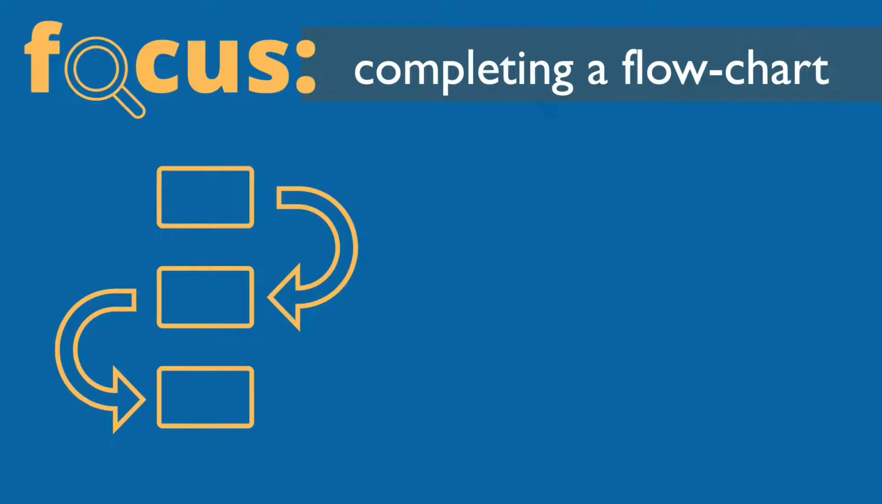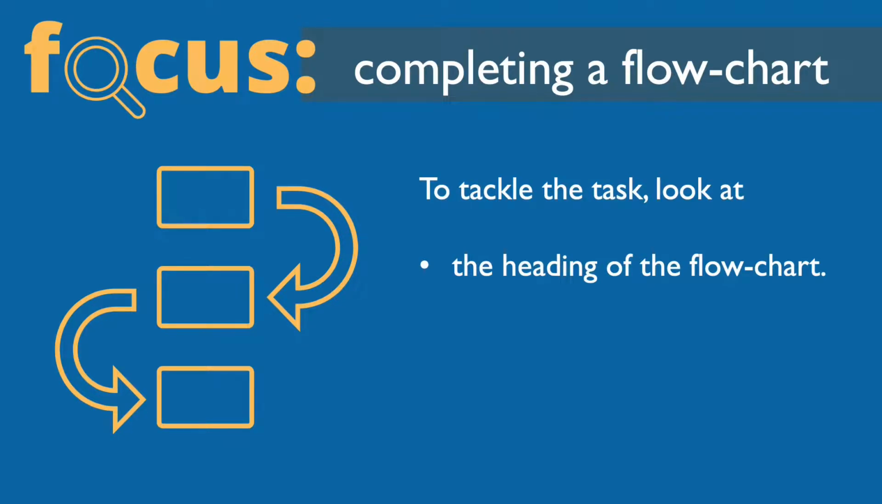Let's now take a closer look at the flowchart completion task, which is pretty common in IELTS listening section 3. So when you complete a flowchart, you need to follow the development of a discussion and fill in each space in the flowchart by matching what you hear with the options in the box. Now, the good news is that the steps in the flowchart are in the same order as what you hear in the recording. So to tackle the task, you first need to look at the heading of the flowchart to get the general idea of what it's about.